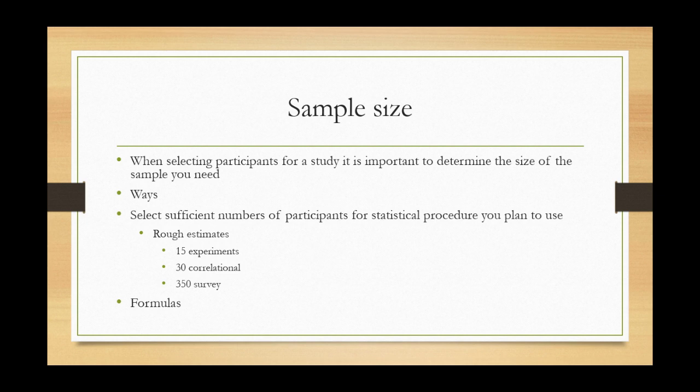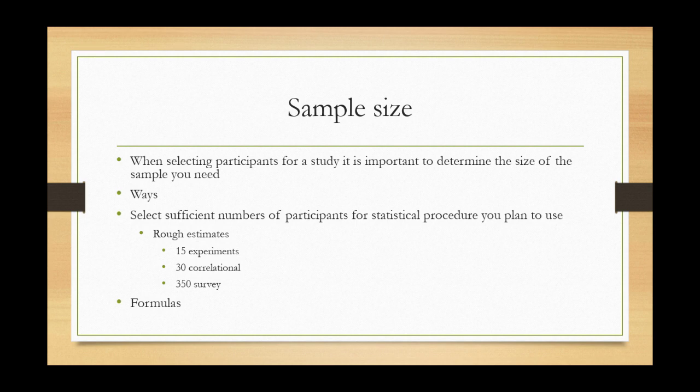If you are talking about people, let's say you want to do a study in education, you need to take at least 15 participants in each group if you are using an experiment. If you are using a correlation study and you want to see how variables relate, then have at least 30 participants for correlational studies and 350 individuals for a survey study. But this size can vary depending on different factors.